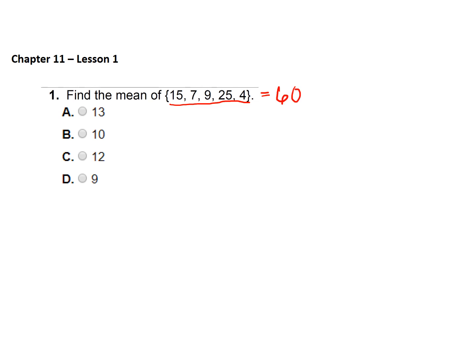Now you have to count the number of data points that you have. You have 1, 2, 3, 4, 5. So we have to do 60 divided by 5, which equals 12. So the mean or average of our data set is C, 12.